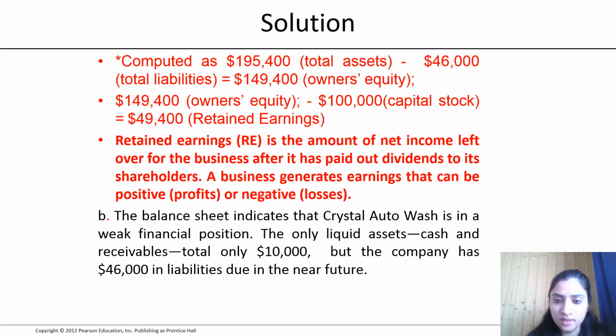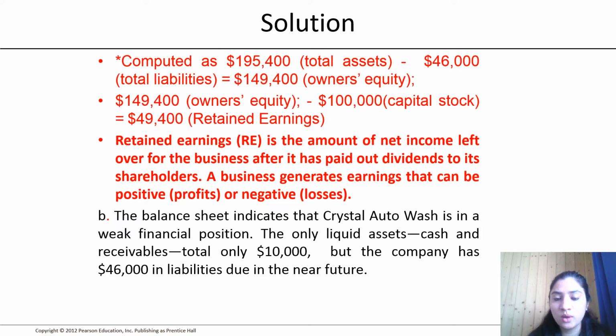So the retained earnings means owner's equity minus capital stock. Capital stock means how many shares he has paid or how much investment he has made. After that, what is left is called retained earnings. So it is computed as, first of all, we will find owner's equity. So that is assets minus liabilities.